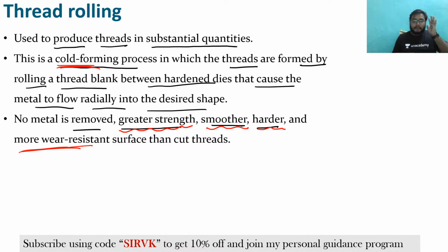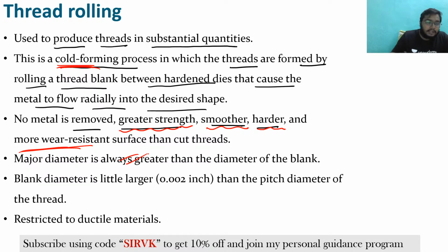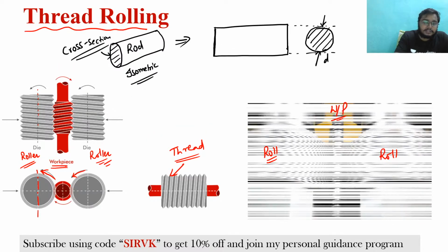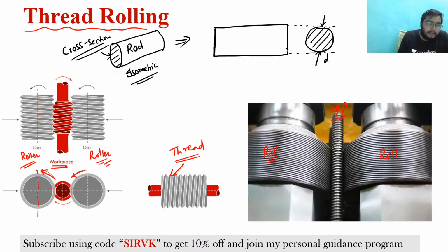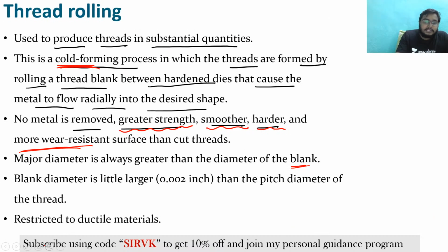Fine. So these things are there in the thread rolling operations. Next is what? Major diameter is always greater than the diameter of the blank. Suppose this is the diameter of the blank. So we are talking about this blank. Sometimes in GATE it has been asked what you can tell about the major diameter and the diameter of the blank.